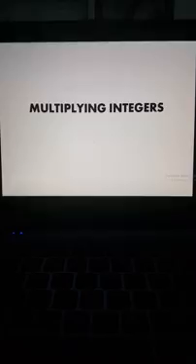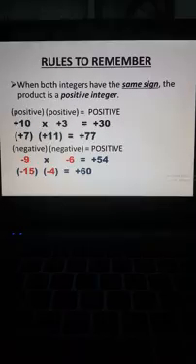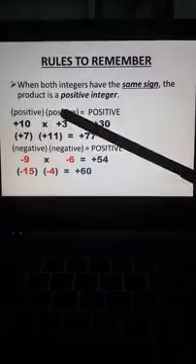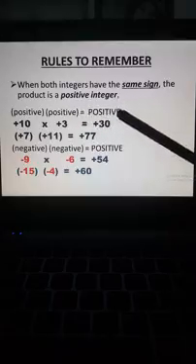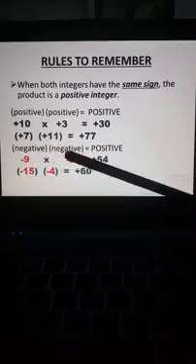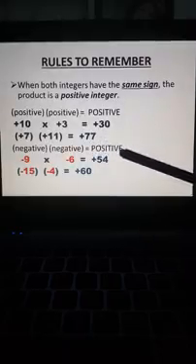Hi, in this short video, we will learn how to multiply integers. There are two very important rules to remember in multiplying integers. First, when both integers have the same sign, the product is a positive integer. That would mean positive times positive is equal to positive, and negative times negative is equal to positive.